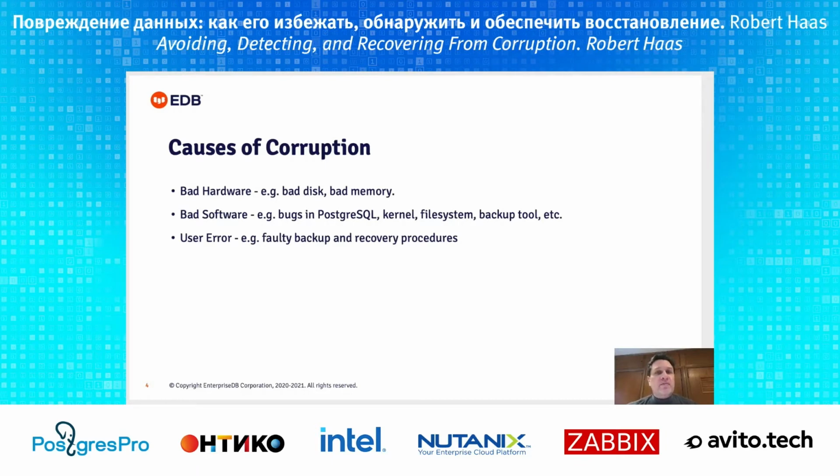Memory goes bad much less frequently, but there have been a couple of documented cases during my time at EDB where a customer had a problem with database corruption and it was eventually tracked back to bad memory, so that the contents of the database got corrupted even before the data was written to disk. And of course, all software has bugs, or at least all software that's at all complicated has bugs. PostgreSQL has bugs, your operating system kernel has bugs, your file system and your backup tool have bugs. Everything has bugs. So sometimes those bugs may result in database corruption.